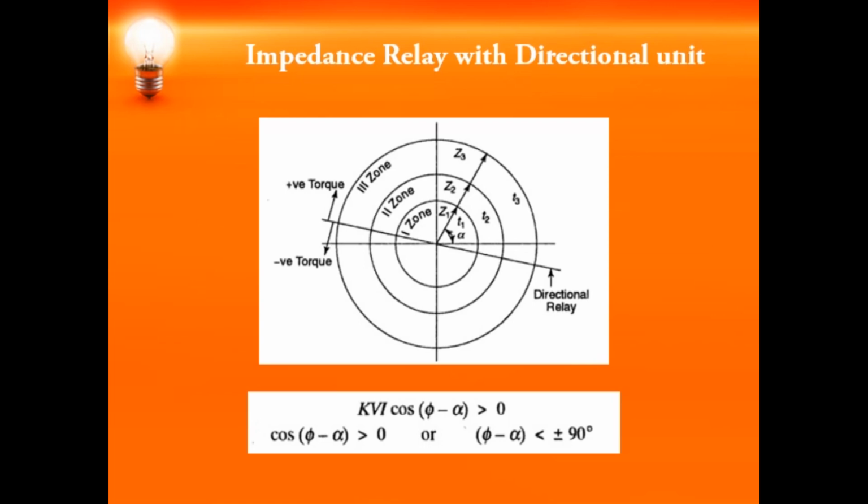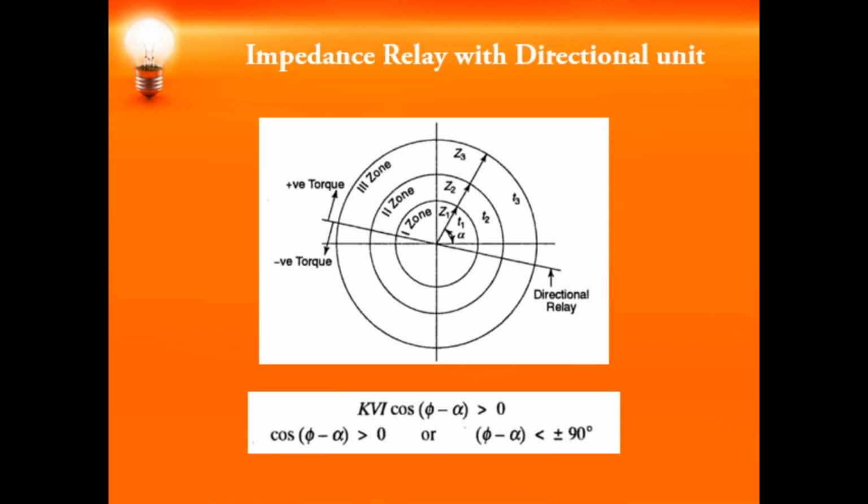Now, when we have a relay, we usually need the relay to operate for a fault which is in the forward direction but not beyond its location. For that, in addition to the impedance relay, we connect a directional unit. So for any protected zone, we have to include a directional unit along with the impedance relay. So you have 3 impedance relays and a directional unit for each zone of protection.